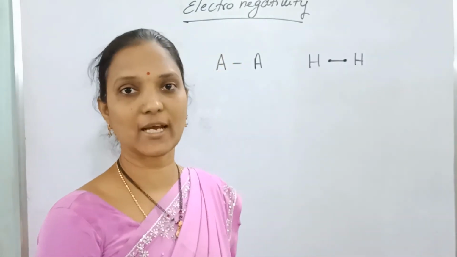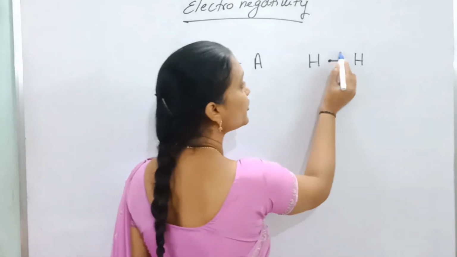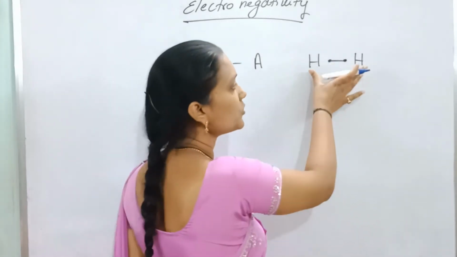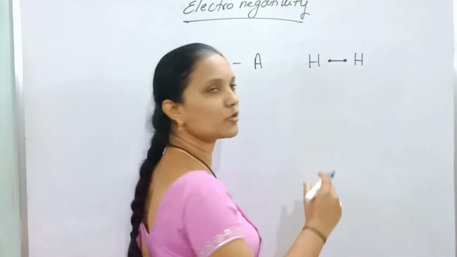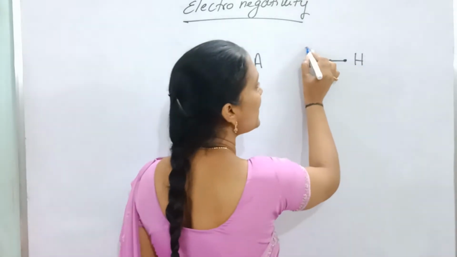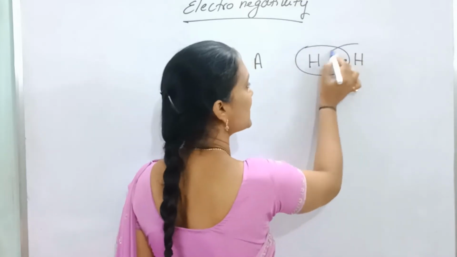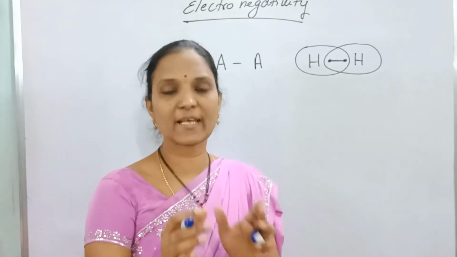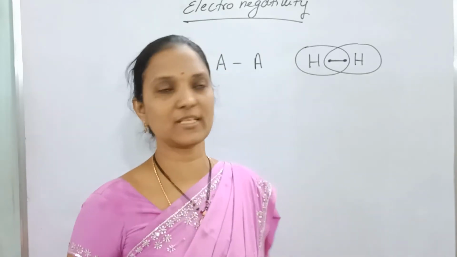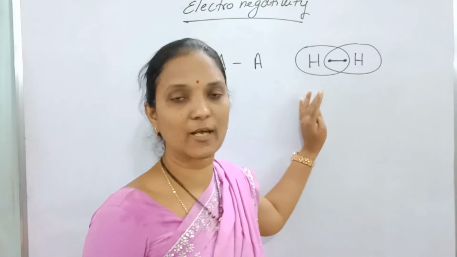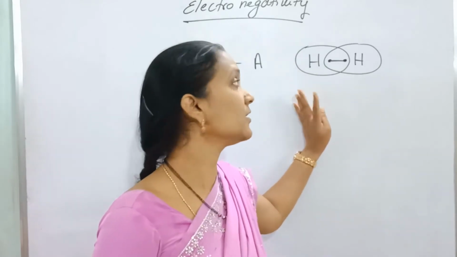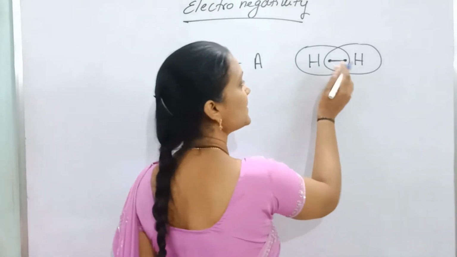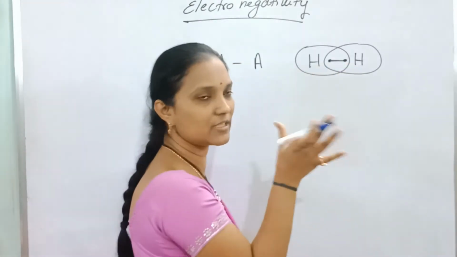Both are hydrogen atoms. That's why the attractive force of this bond pair towards each nucleus is identical. Same elements, so the attractive forces are also similar. The same amount of attractive force is present between two hydrogen atoms. That's why this bond pair exists between two hydrogen atoms. Now it is a non-polar pure covalent compound. So here the bond pair is exactly at the center of the two hydrogen atoms.